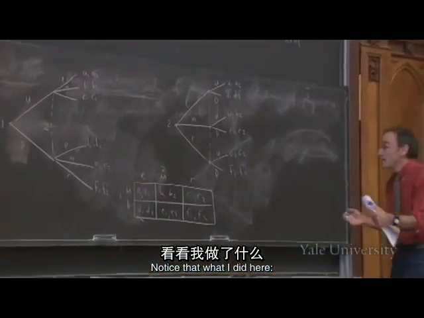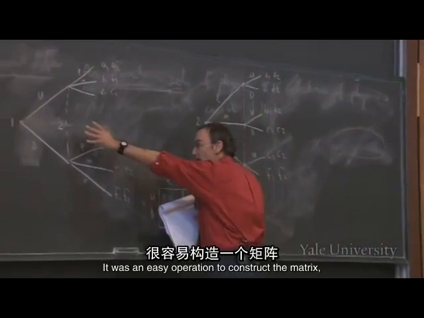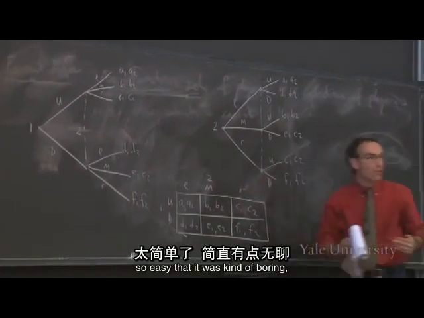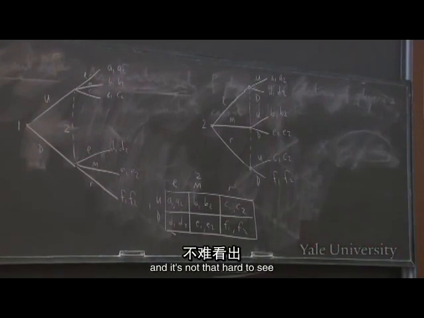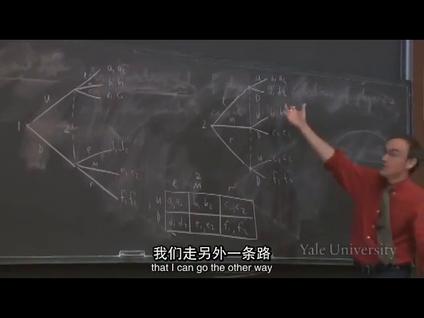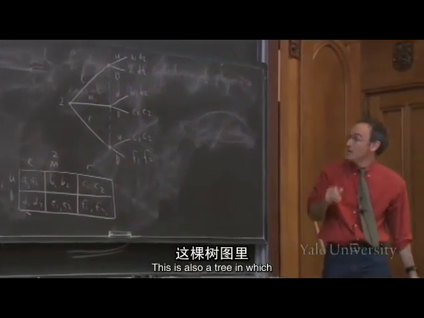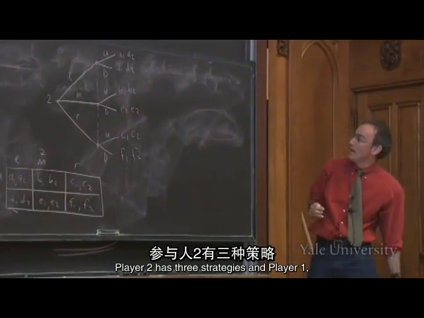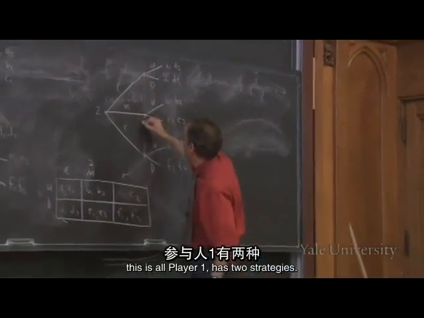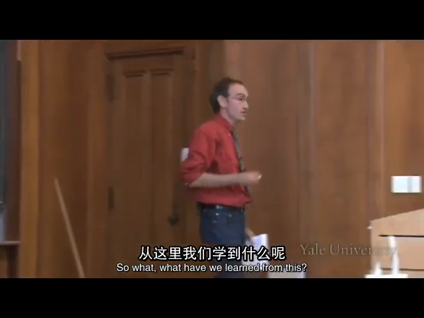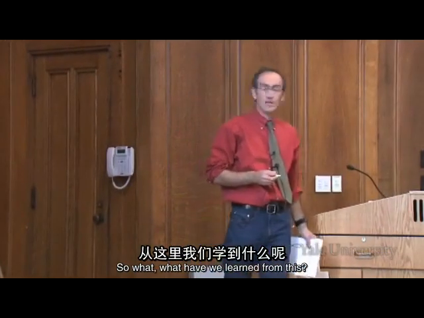And notice that I started from this tree. It was an easy operation to construct the matrix, so easy that it was kind of boring. And it's not that hard to see that I can go the other way and construct this other tree from the matrix. This is also a tree in which player 2 has 3 strategies, and player 1 has 2 strategies. All right, so what? Well, what do we learn from this?